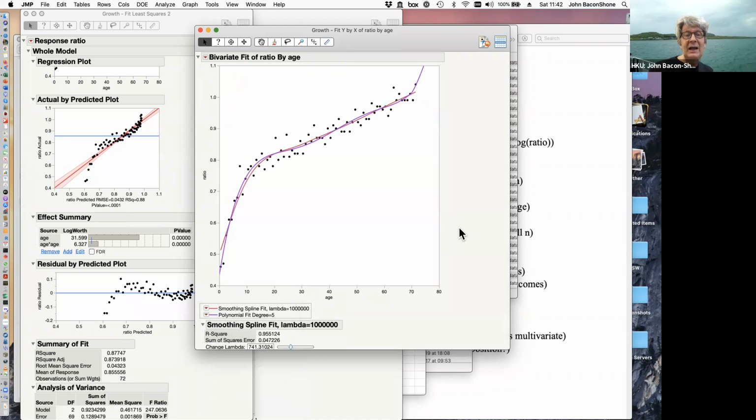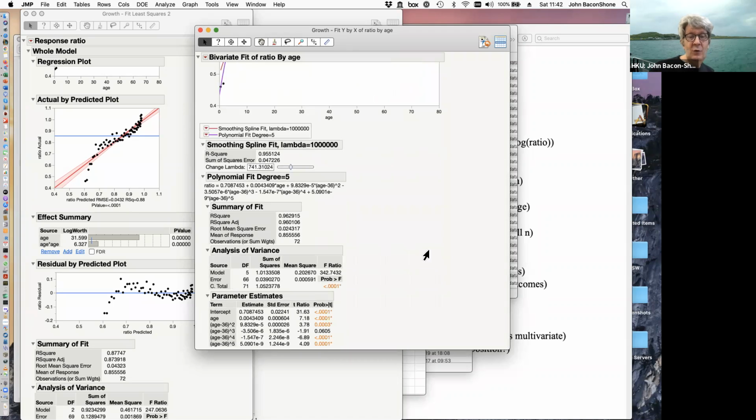And you can see that this is fairly close to the smooth spline within the range of the data, although the spline doesn't do something quite so strange up here at the end of the data. But the problem with this is that this fifth order polynomial is a very complex model, right?